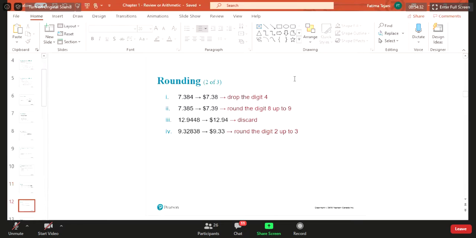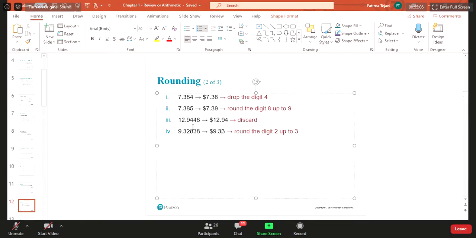For example here, 7.384. So if you want to drop 4, you just put it up 7.38, right? Because it's not a 5 or greater than 5. If it would be 7.385, you can put it 7.39. Okay? So any digit which is 5 or greater than 5, you add one more and round it off. But if it is 4 or less than 4, you just keep that digit unchanged.